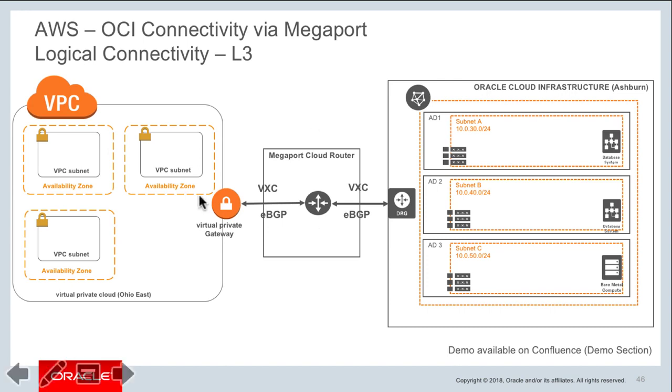You create a virtual private gateway on the AWS end, which is similar to what a DRG is on the OCI side. Using the Megaport Cloud Router, the virtual private gateway on the AWS side creates a BGP connection with the MCR in Megaport. And the MCR then creates a BGP connection with the dynamic routing gateway in OCI. Once the connection is established, traffic can be sent between the private workloads in OCI and the private workloads within the VPC of AWS.